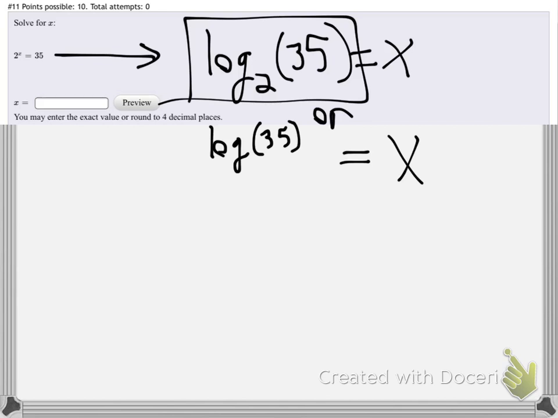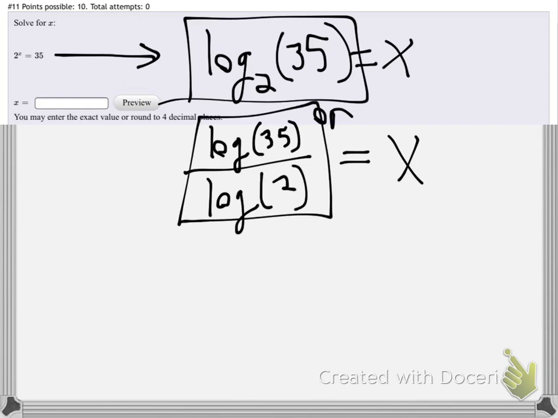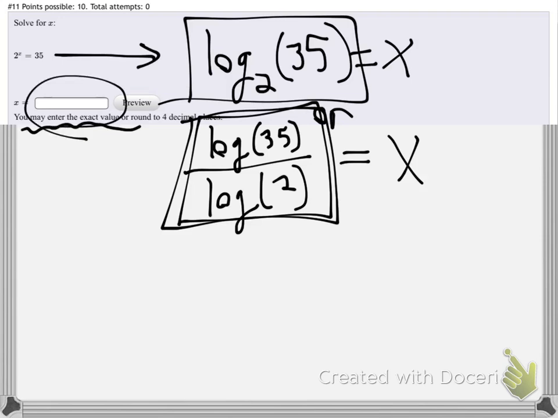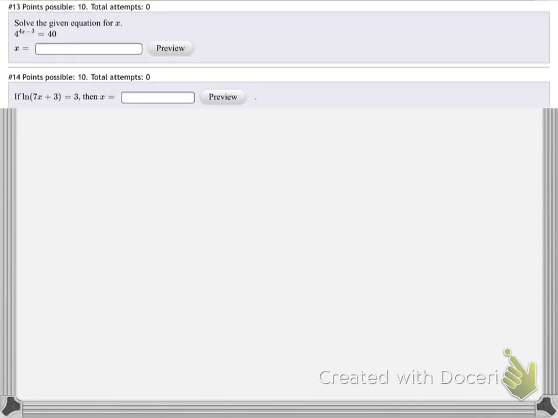We'll say that's the same thing as common log of 35 over common log of 2 by the change of base formula. Here's another way to type that in. And then once again, it says you may enter an exact value. So you could even just write in log 35 over log 2 into the answer box if you're careful, and it should take it, or else you can round it to 4 decimal places, and it'll take it that way too.